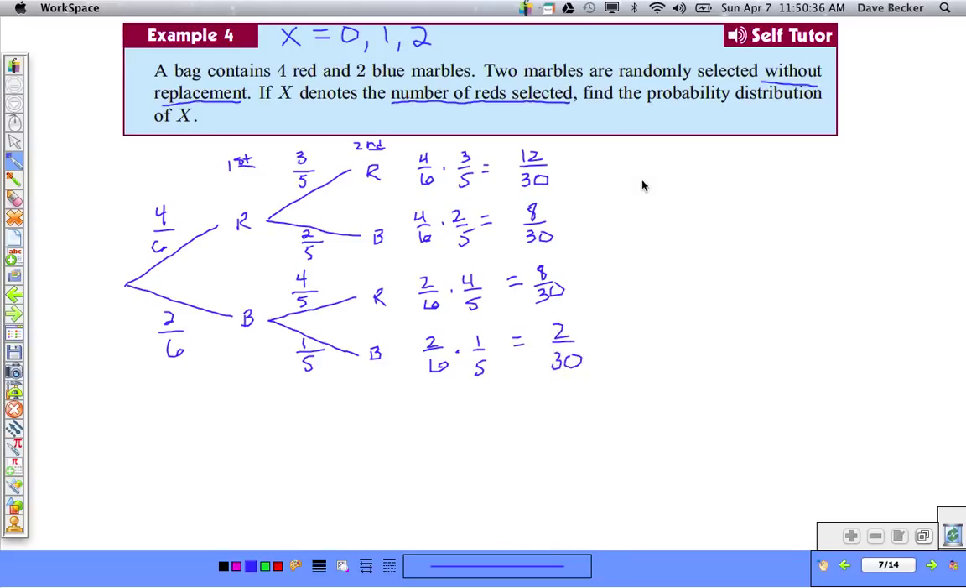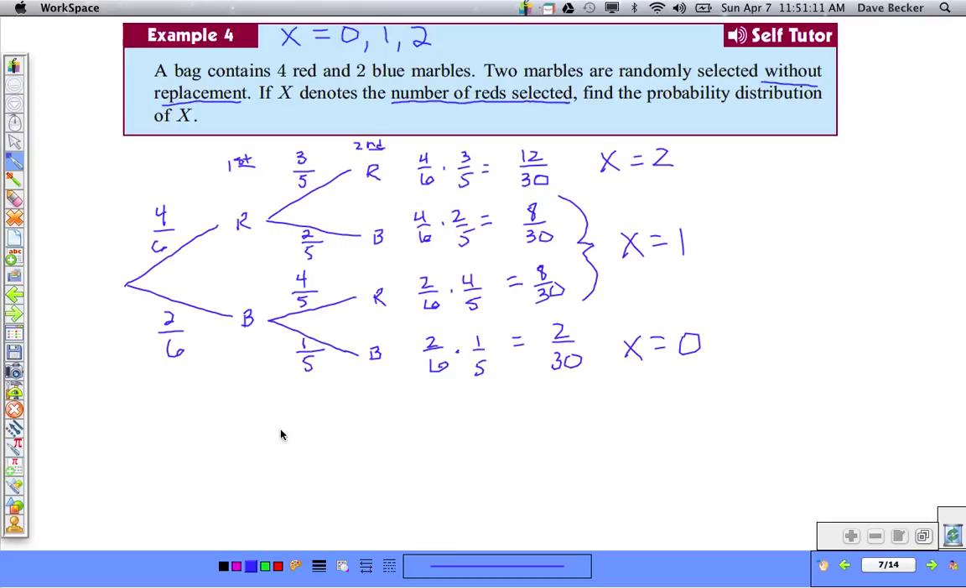Okay, so X denotes the number of reds selected. So what is this? Red, red. That would be when X is equal to 2. Red, blue and blue, red both give me when my random variable is equal to 1. And this is the only case where I get no reds and X is equal to 0. So, find the probability distribution. Well, I've done it here. I've shown it in a tree diagram.